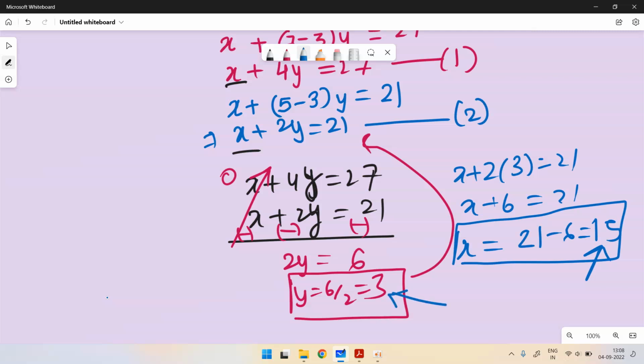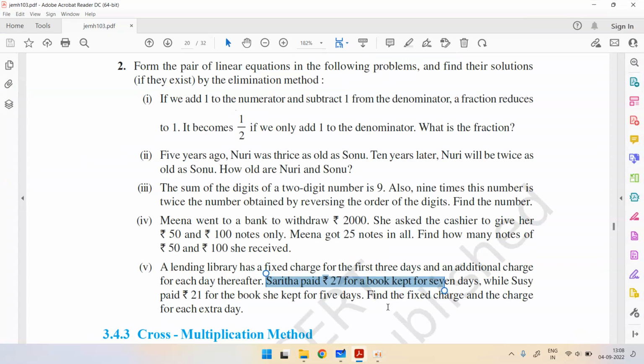Now if you calculate the fixed charge per day, it will be 15 by 3, since it is for 3 days. So the fixed charge per day is rupees 5 and the variable charge per day is rupees 3 after 3 days. So this is over.